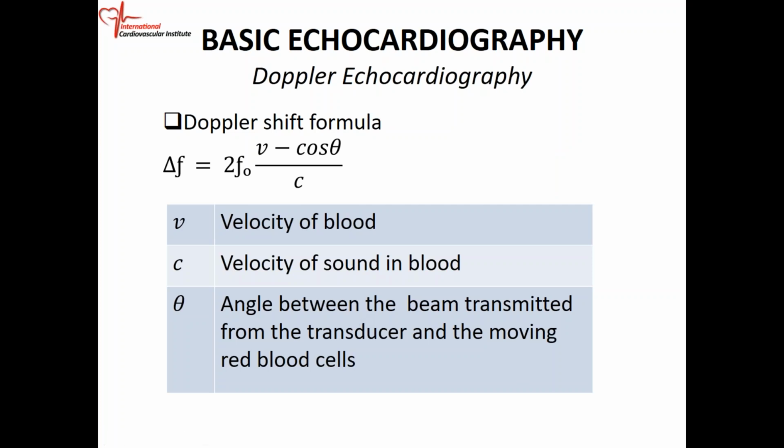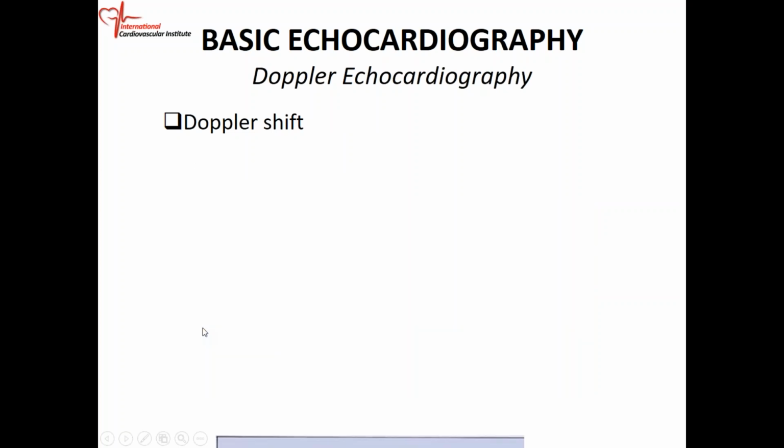And there's a formula. This formula is very important. So this is the Doppler shift formula. It is 2 times the transmitted frequency, times the velocity of the moving blood, times the cosine of theta, which is the angle the ultrasound beam makes with the moving blood, divided by the velocity of sound in blood. Remember, the velocity of sound in soft tissue is a fixed number. Theta is the angle between the ultrasound beam from the transducer and the moving red blood cell. So this is what it's going to look like.